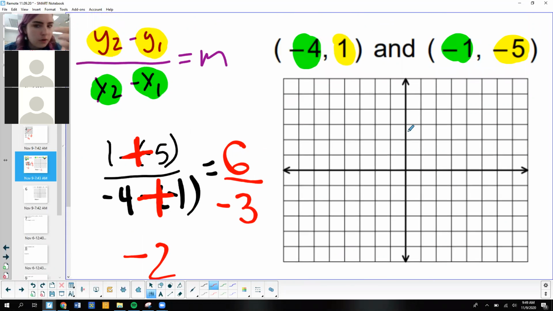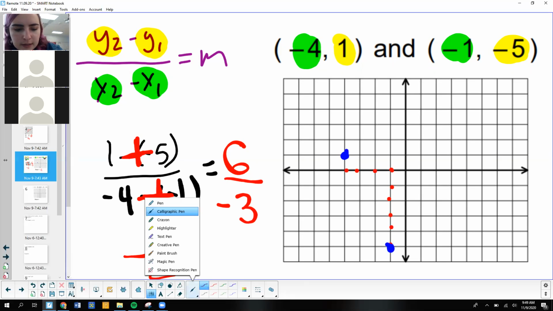All right, so for this one, we're going to go ahead and plot these points now. If you have graphing paper, definitely practice doing this. It's not going to hurt you, it's just going to help you practice. So -4, +1, I'm going to go over, so -4, 1, 2, 3, 4, up 1. So -4, +1 is going to be right here. And then -1, -5, so -1, -5, 1, 2, 3, 4, 5. So that's going to be right here.